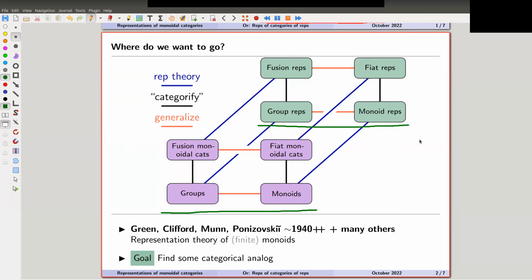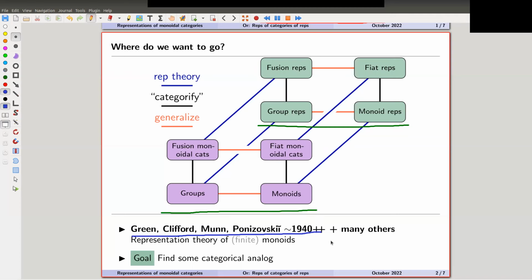It really got started in the 1940s, mostly by those people here. And it's actually almost as rich as group representation theory. It's of course a bit more complicated. You don't have inverses, and inverses usually help, but it's not much worse. And it seems to me like it's getting more and more popular as we go along.